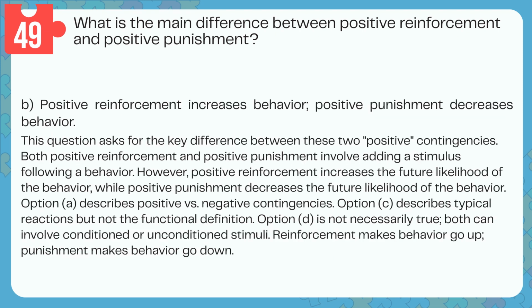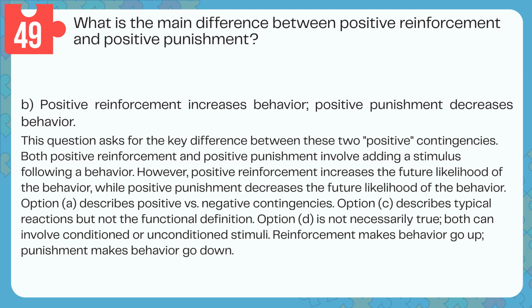Answer B. Positive reinforcement increases behavior. Positive punishment decreases behavior. This question asks for the key difference between these two positive contingencies. Both positive reinforcement and positive punishment involve adding a stimulus following a behavior. However, positive reinforcement increases the future likelihood of the behavior, while positive punishment decreases the future likelihood of the behavior.